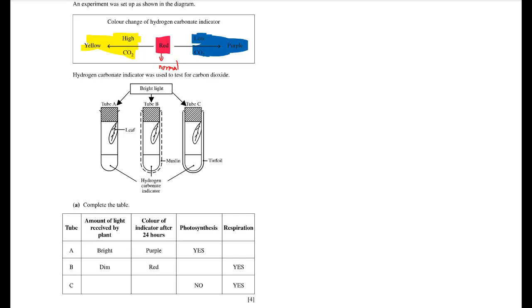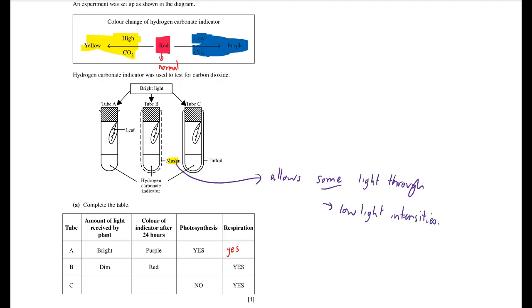It's in bright light. The colour of the indicator goes purple after 24 hours. That means that photosynthesis took place. Now, as well as that, it doesn't say the leaf's dead or anything, so it has to be able to respire. In test tube B, it's got a muslin cloth. Now, this muslin allows some light through. So this muslin cloth is replicating low light intensities. So photosynthesis can happen, but it would be at a lower rate.